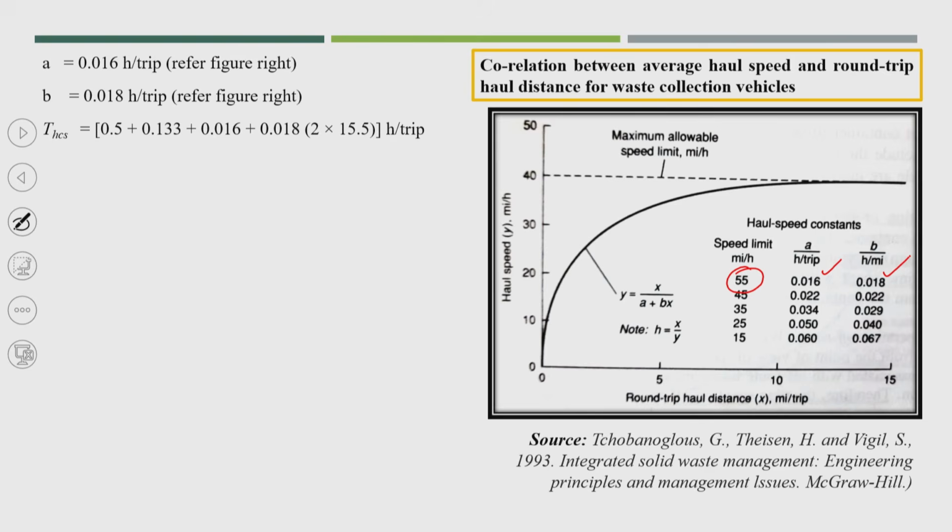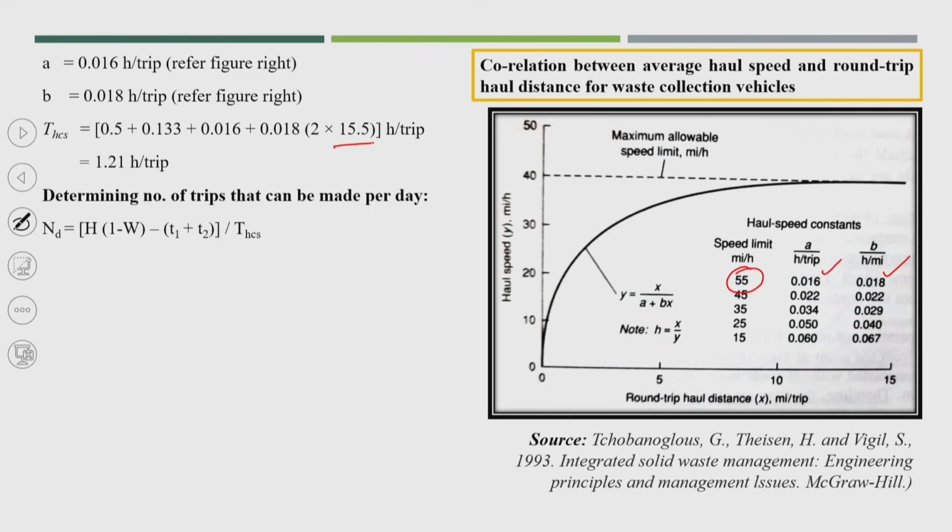Now, here for Bx we know the distance is 15.5 miles. So, that multiplied by 2, that is the round trip haul distance. So, that is coming to 0.12 hour per trip. Now, once these two values are known, we calculate the pickup time, and we calculate the total time required.